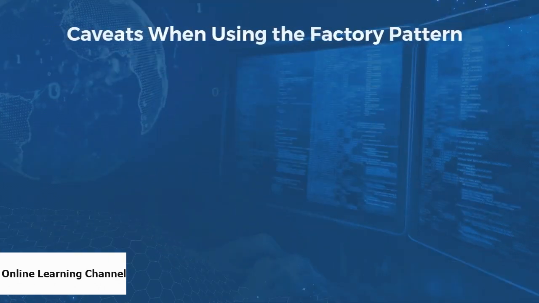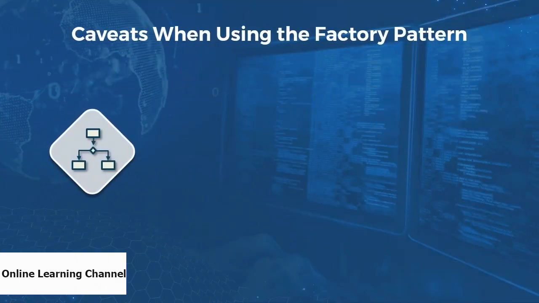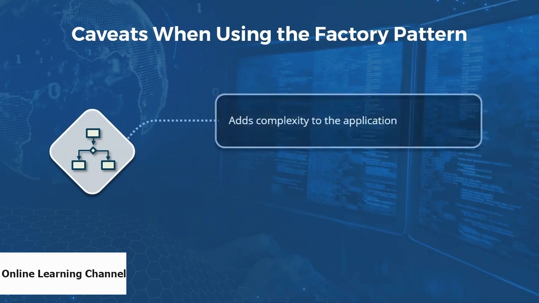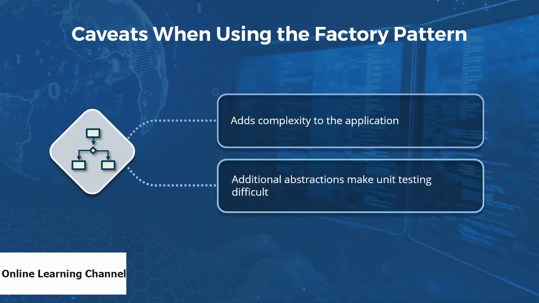Now, there are certain things that you need to watch out for when using the factory pattern. Remember, design patterns are not for free. There are certain things you need to manage when you use them. The factory pattern adds complexity to the creation of your objects because now they're gated through an additional interface. Now, if you're constructing objects directly, it's easy to unit test such code. These additional abstractions that the factory pattern and the abstract factory bring in might make unit testing difficult.